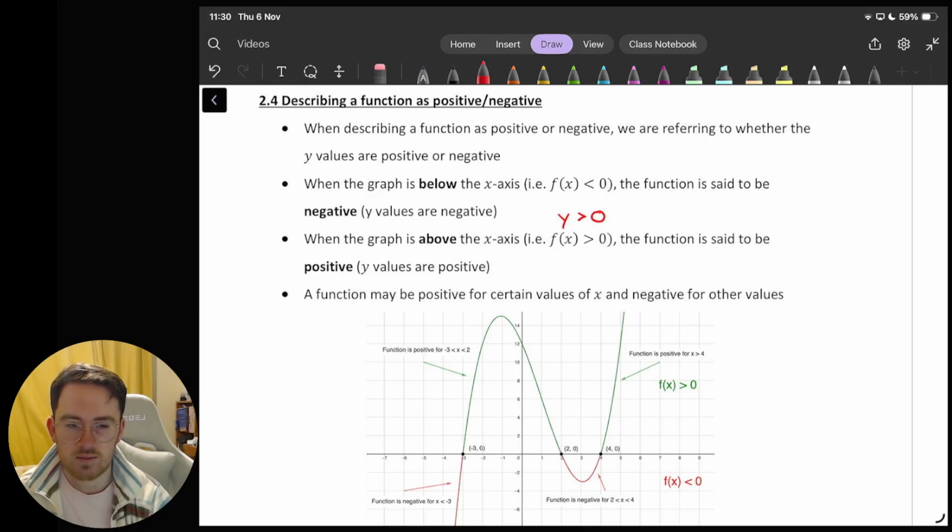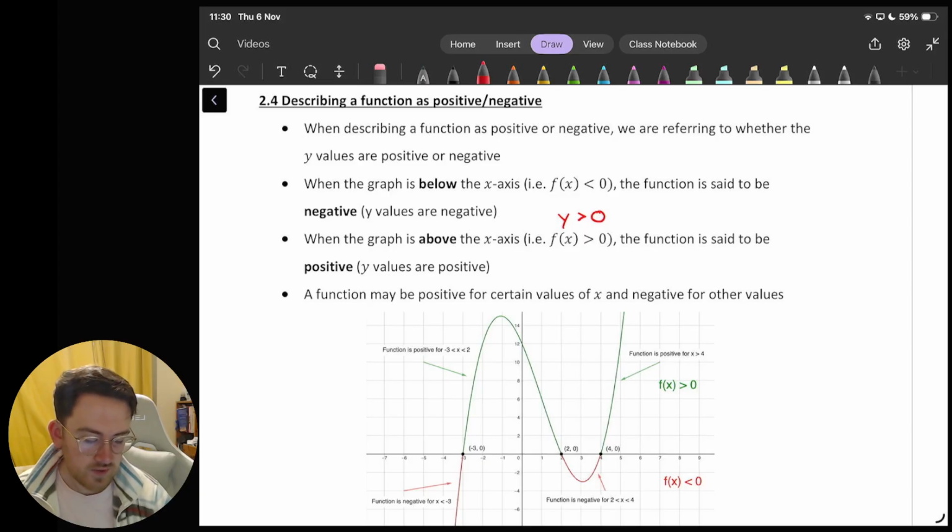So when we're talking about a function being positive or negative, or specific behavior of a function, it's typically going to be the y values that we're talking about. So like here, when we're asking about the function being positive or negative, that is going to be the y values. Are the y values positive or are the y values negative?